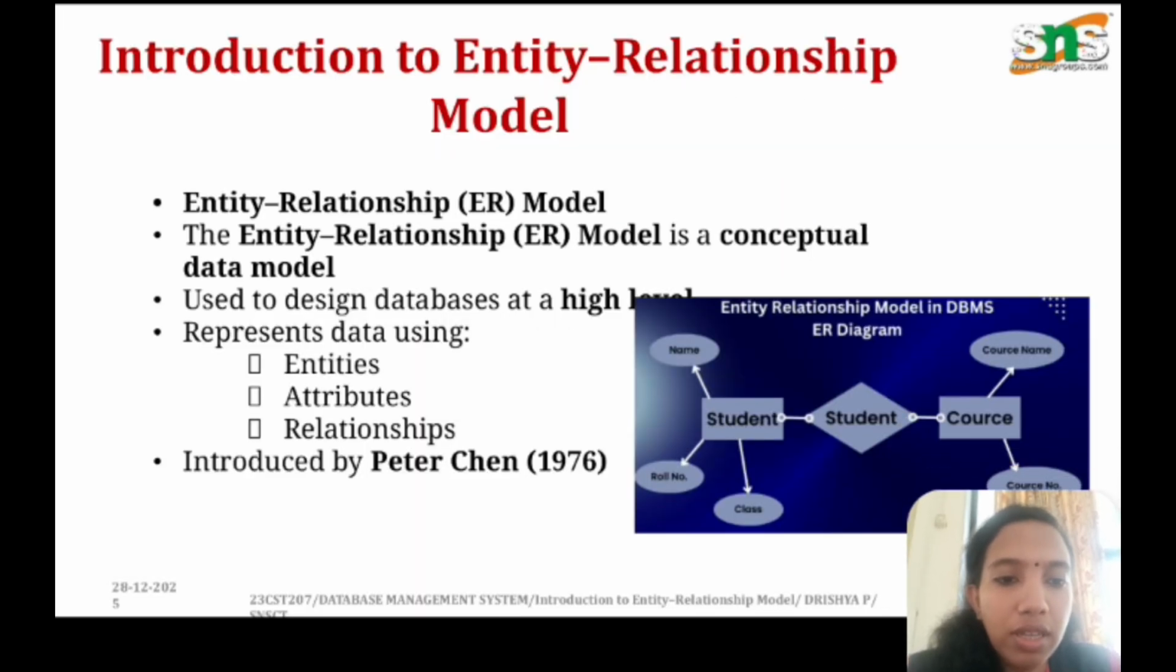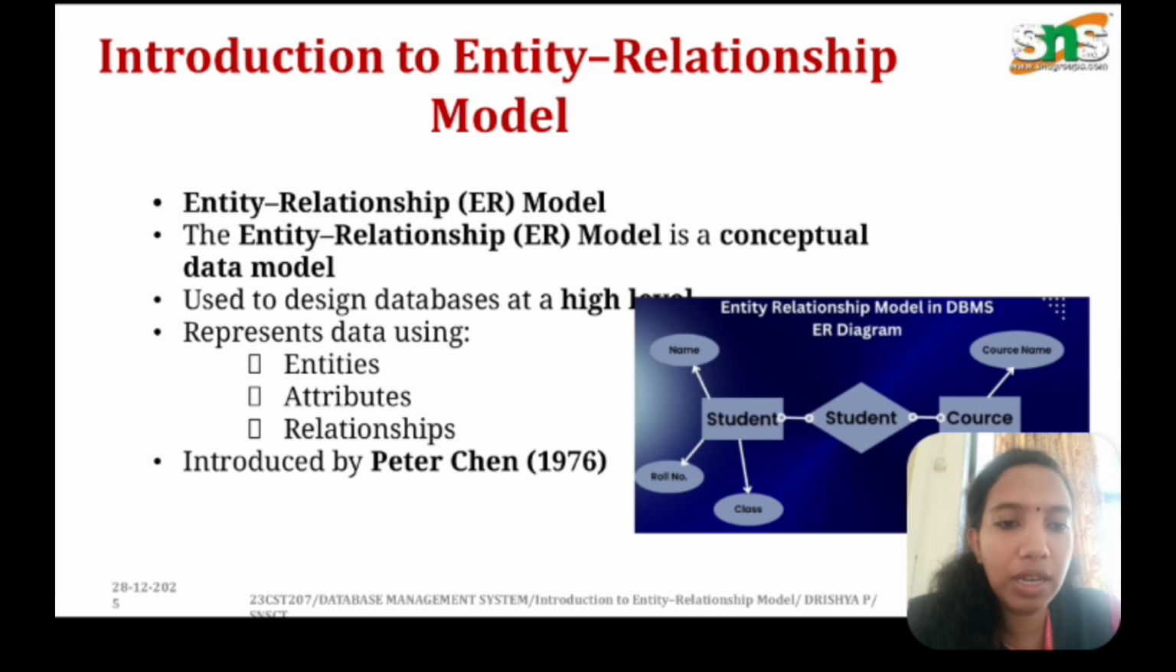Here is an example of an entity relationship model with a student and a course. The student in a rectangle and the course in a rectangle are entities, the attributes are represented in ellipses, and the diamond is the relation. The entity relationship model is a conceptual data model used to design a database at a high level, representing data using entities, attributes and relationships. It was introduced by Peter Chen.